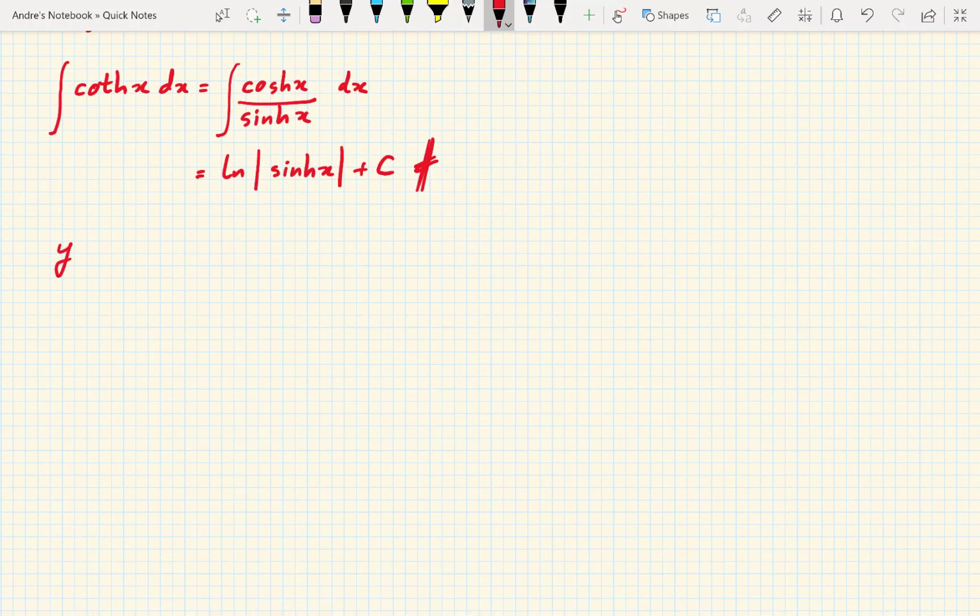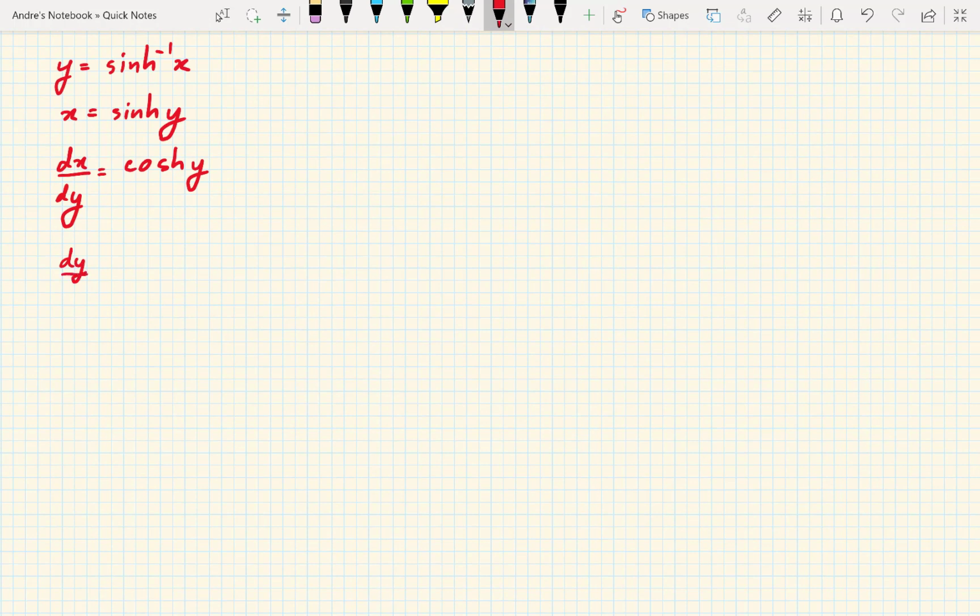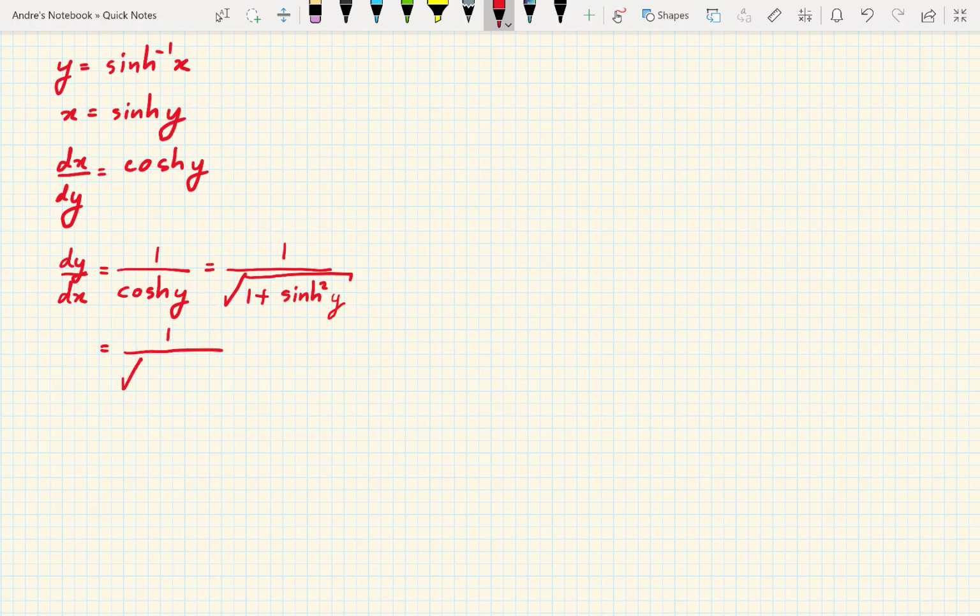Now let's move on to differentiating inverse hyperbolic functions. Suppose y is the inverse sinh of x. Then sinh y equals x. Differentiating with respect to y gives dx by dy equals cosh y, and therefore dy by dx is 1 over cosh y. Remembering that cosh squared y minus sinh squared y equals 1 means that we can write this as 1 over root (1 plus sinh squared y), which is equal to 1 over root (1 plus x squared).